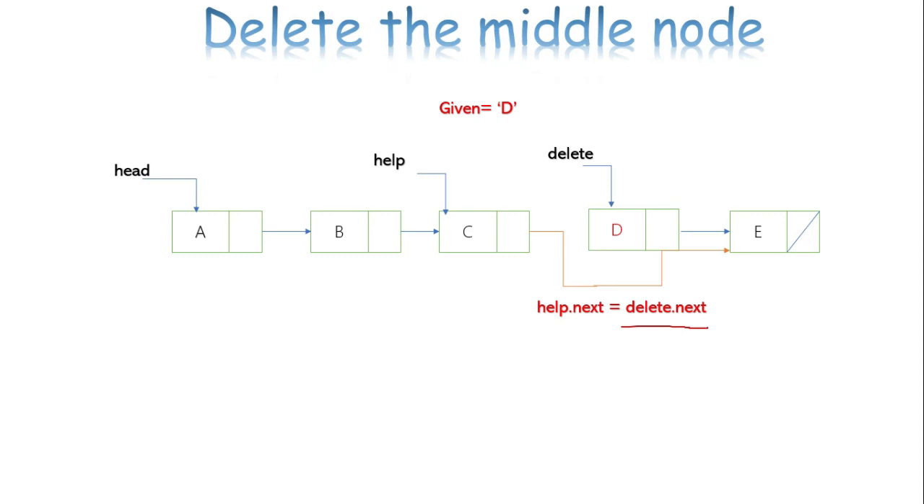So it will form a chain like this. Once we are in this condition, now it is safe for us to delete the delete node. So here is our singly linked list after deletion of the delete node. Let's see the implementation in Java.